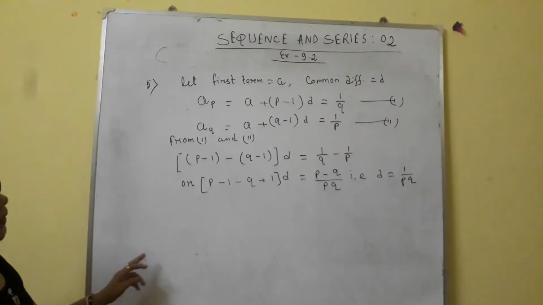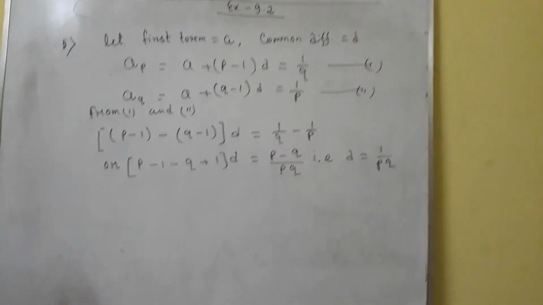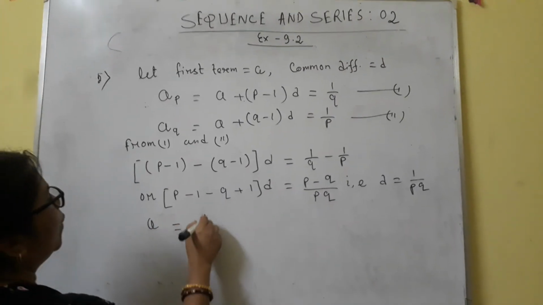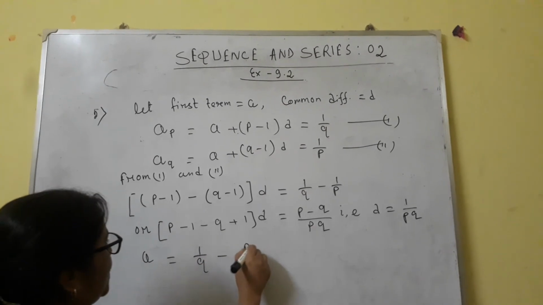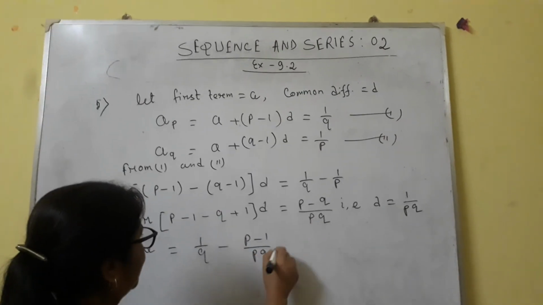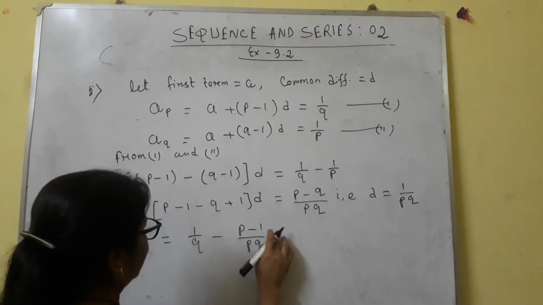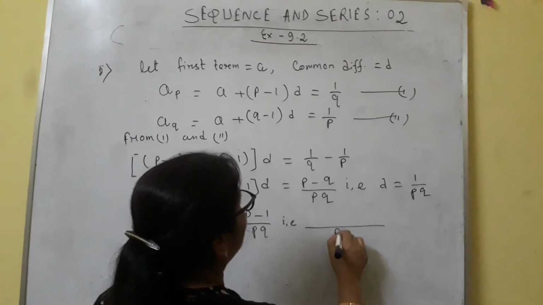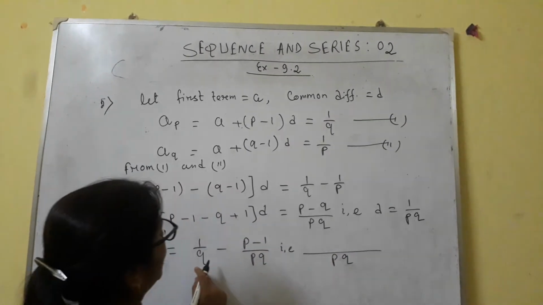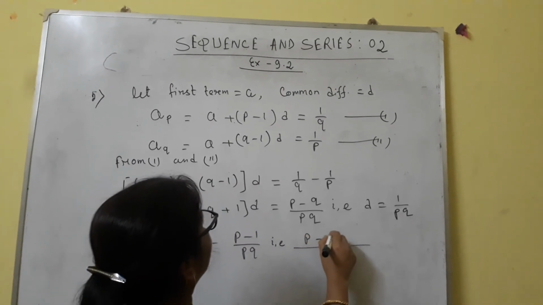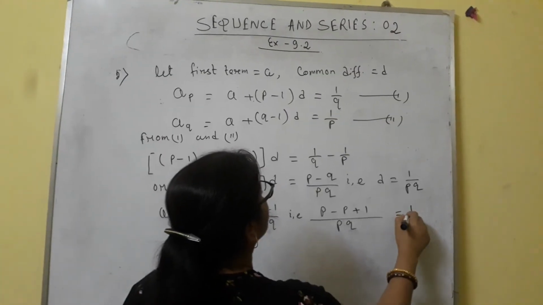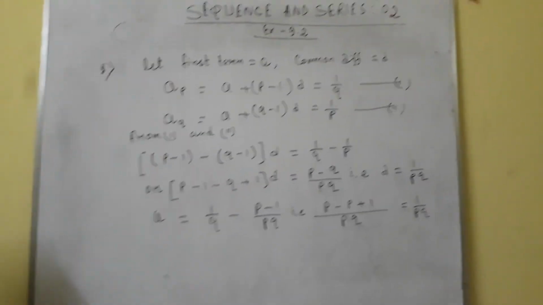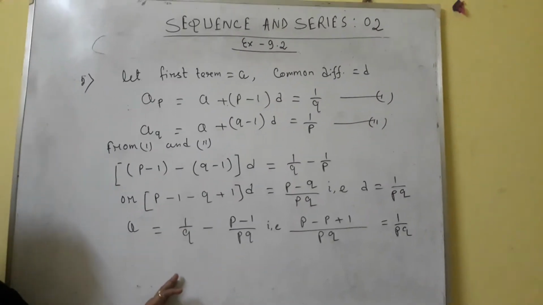We can simplify and find the value of A from any term. The value of A is 1 by Q minus (P minus 1) by PQ. That is, we get PQ, then Q is there, so P minus P plus 1, so 1 by PQ. So the value of A is also 1 by PQ, and the value of D is also 1 by PQ.